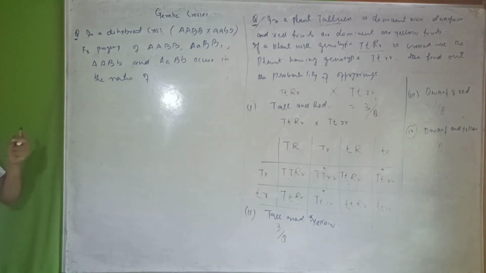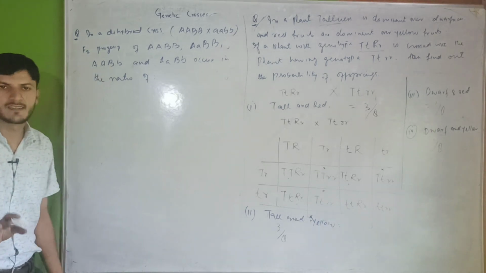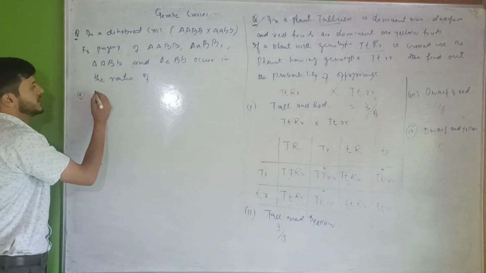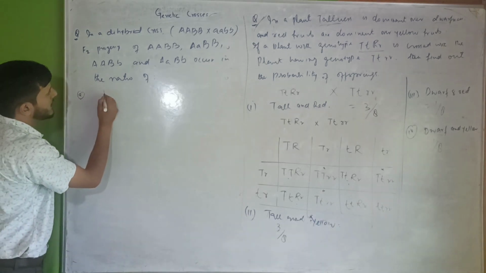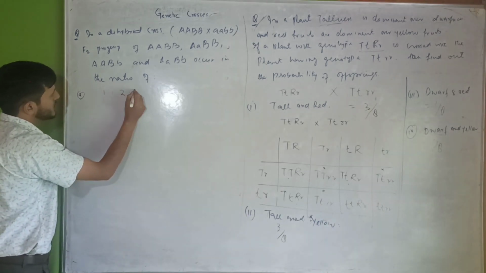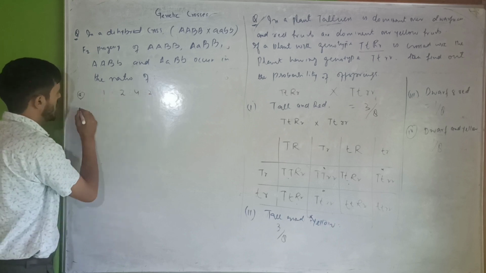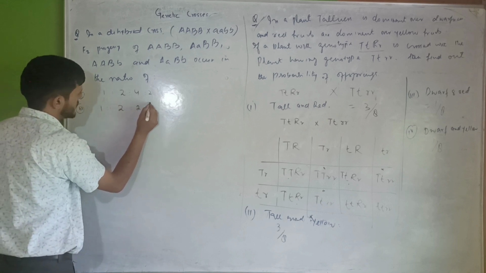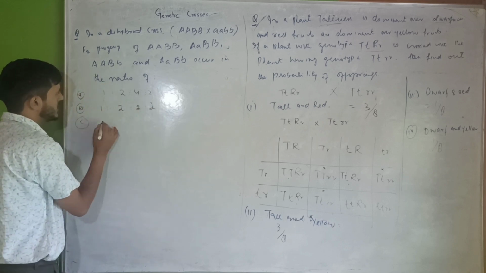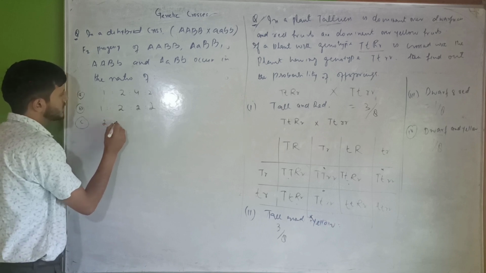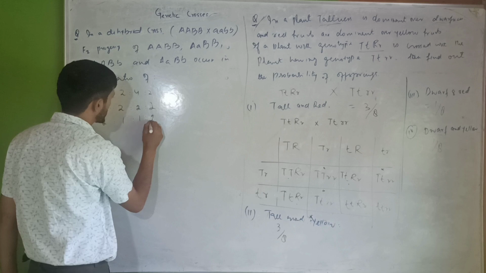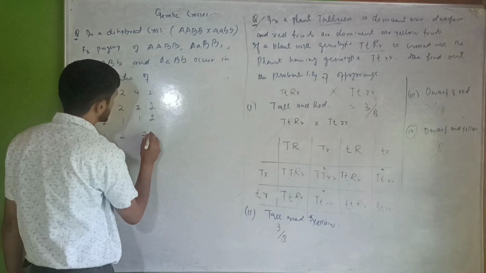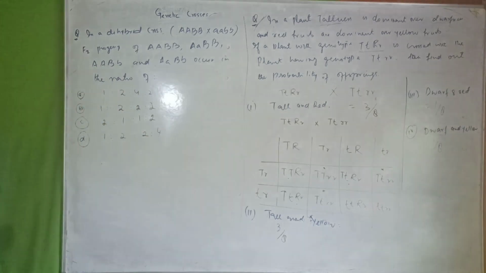How can you solve this? This question can be solved within 10 seconds. See, the four options are given: option A, 1:2:4:2; option B, 1:2:2:2; option C, 2:1:1:2; option D, 1:2:2:4. What will be the answer?